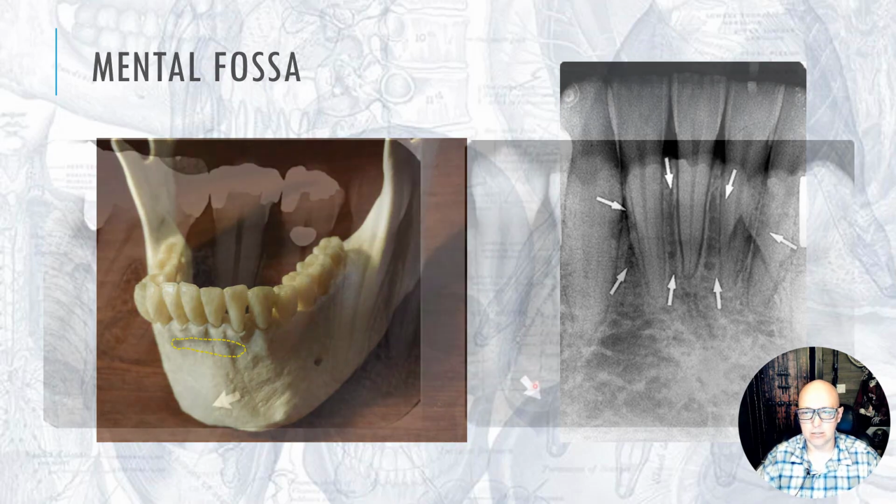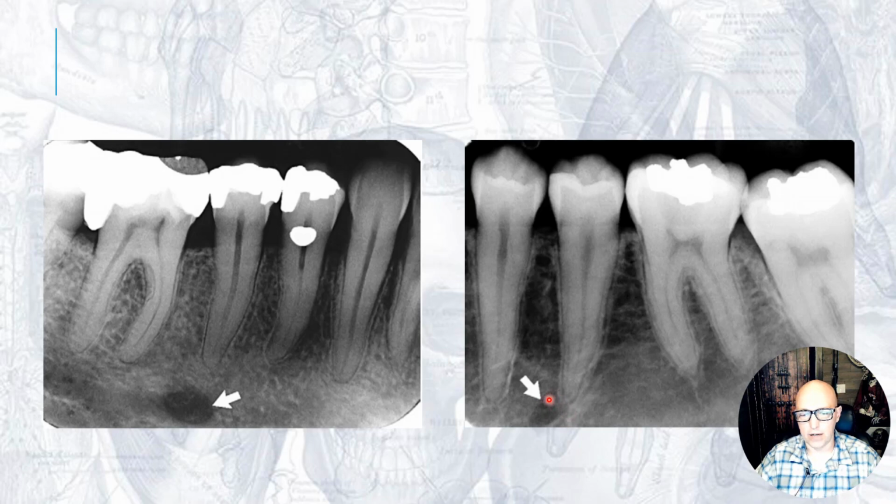So mental fossa. All right, you see this round, well-defined radiolucency. Are you going to suspect that that's periapical pathology? Nothing wrong with that premolar. This one does happen to align right with the second premolar apex. This is the same thing over here. In most cases, it's going to be further inferior than the apex, but it can superimpose over the apex of a tooth, anywhere from the first premolar to the mesial root of the first molar. But usually it's going to be around the second premolar where you see this.